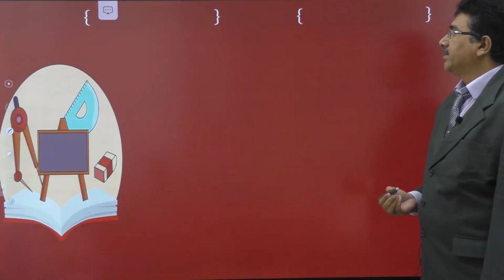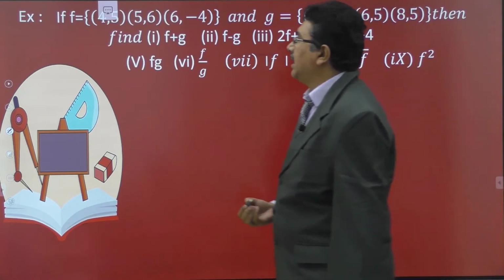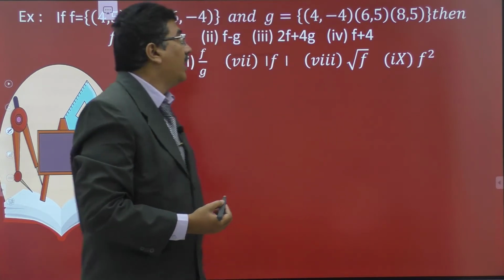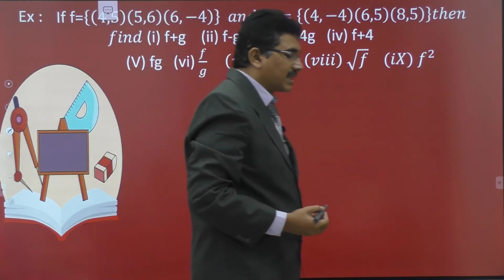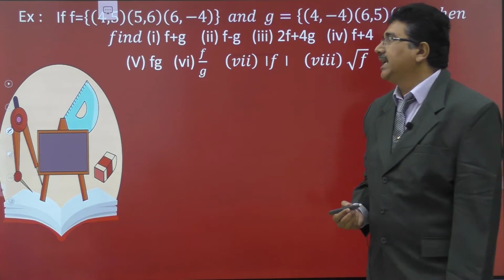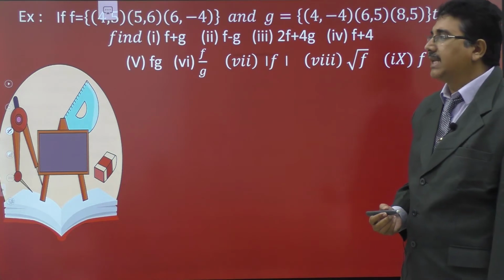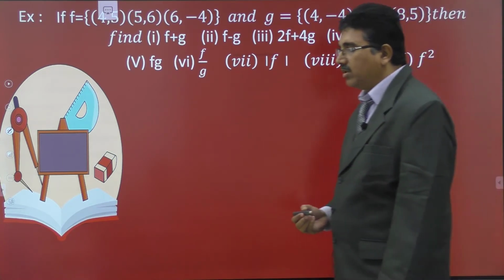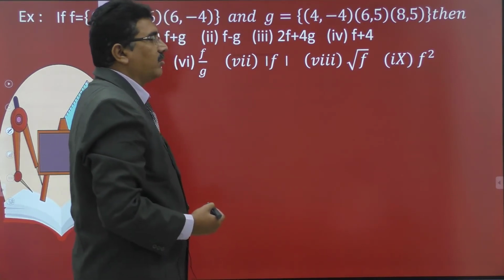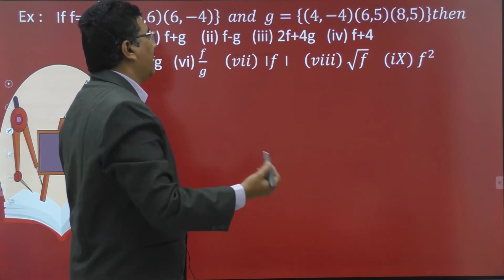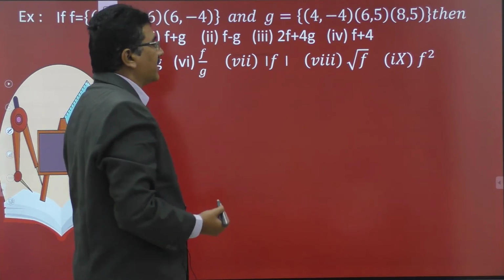Now, see this problem. If f is equal to the set of all ordered pairs (4, 5), (5, 6) and (6, -4), and g is also the set of all ordered pairs (4, -4), (6, 5), (8, 5), right? Then find f plus g, f minus g, 2f plus 4g. How to find the first one?